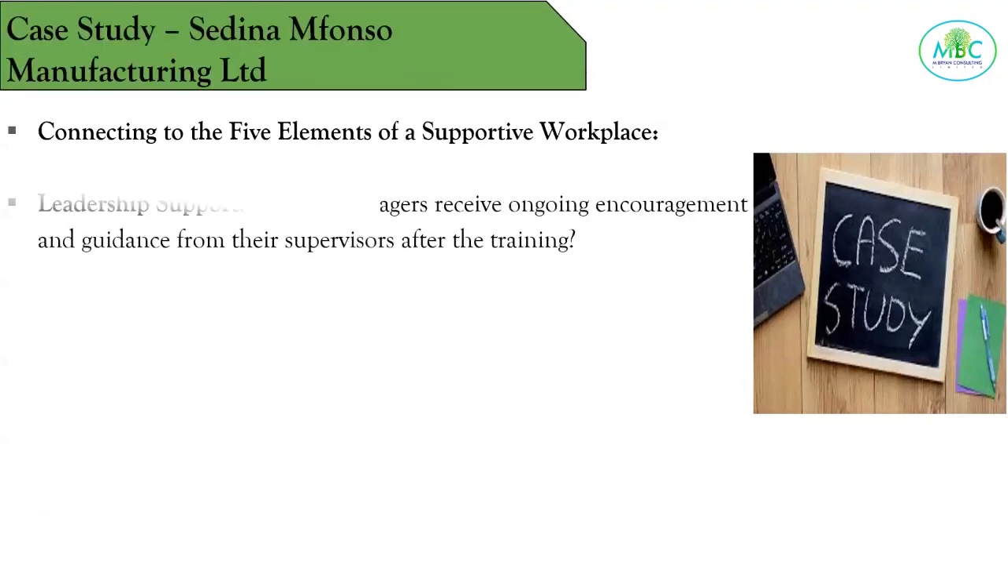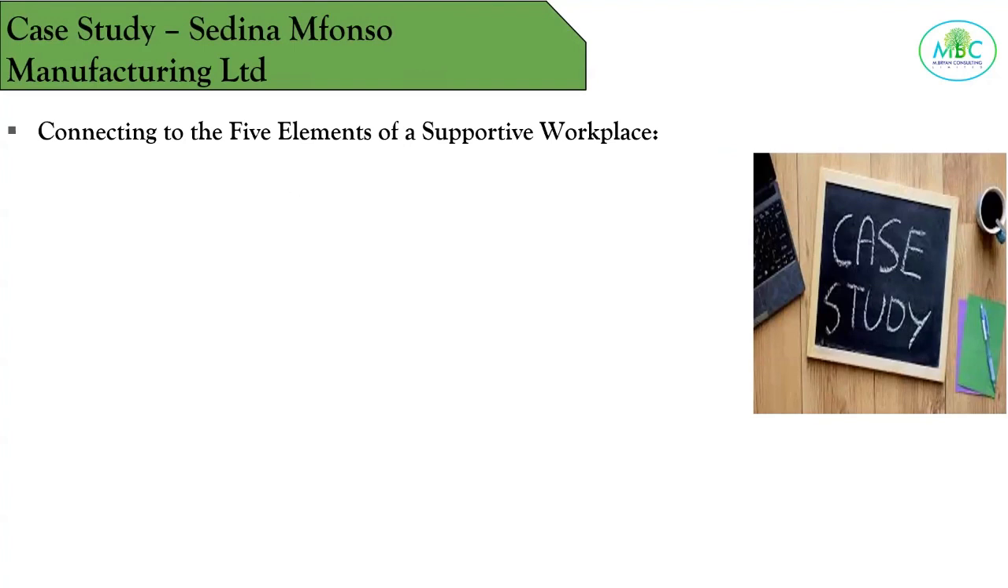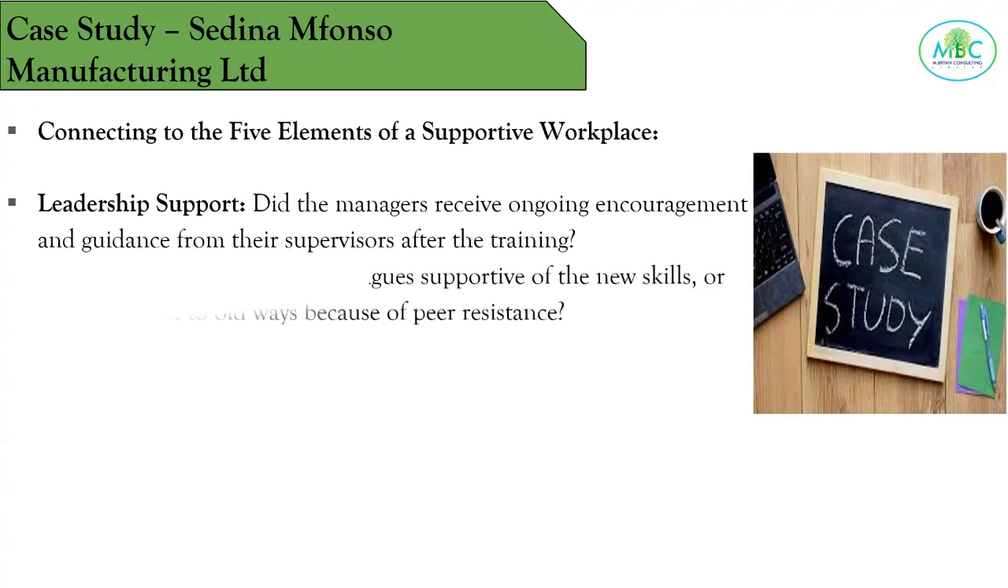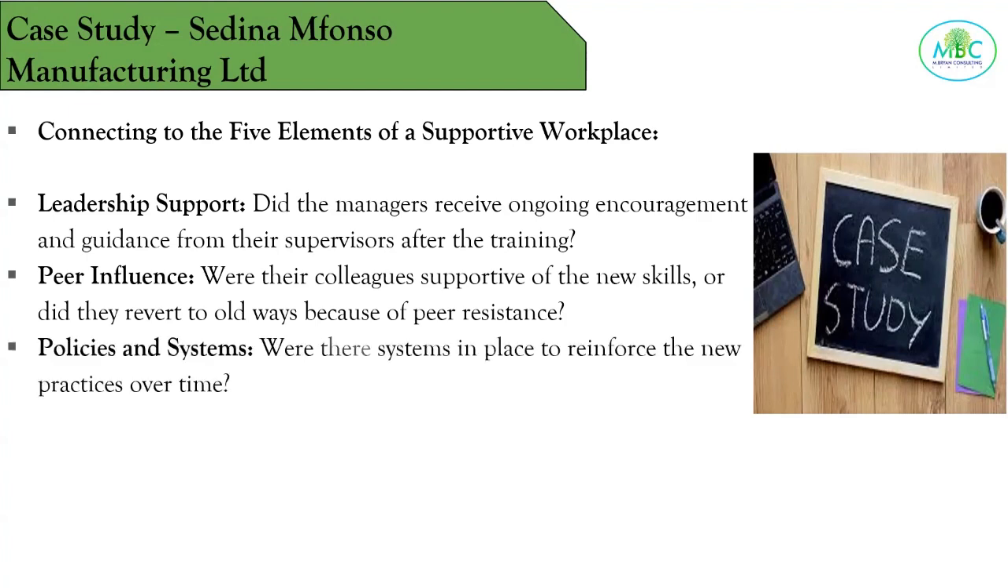So we are coming to an end with our case study. Now, connecting to the 5 elements of a supportive workplace. You've talked about leadership support. Did the managers receive ongoing encouragement and guidance from their supervisors after the training? Peer influence: were their colleagues supportive of the new skills, or did they revert to old ways because of peer resistance? Policies and systems, which Daniel talked about: did the managers have systems in place to reinforce the new practices over time?